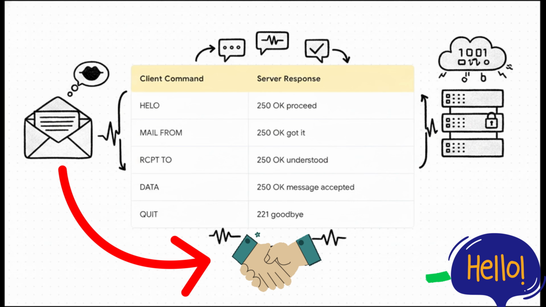Next is RCPT TO, identifying who it's going to. Again, 250 OK. Then the client sends the data, so the headers, the actual body of your email, and concludes with a single dot, which just signifies the end of the message. The server replies 250 OK, message accepted. Finally, the client says QUIT, and the server replies with 221 goodbye, securely closing down the connection. This highly structured back and forth handshake, it all happens in just milliseconds.